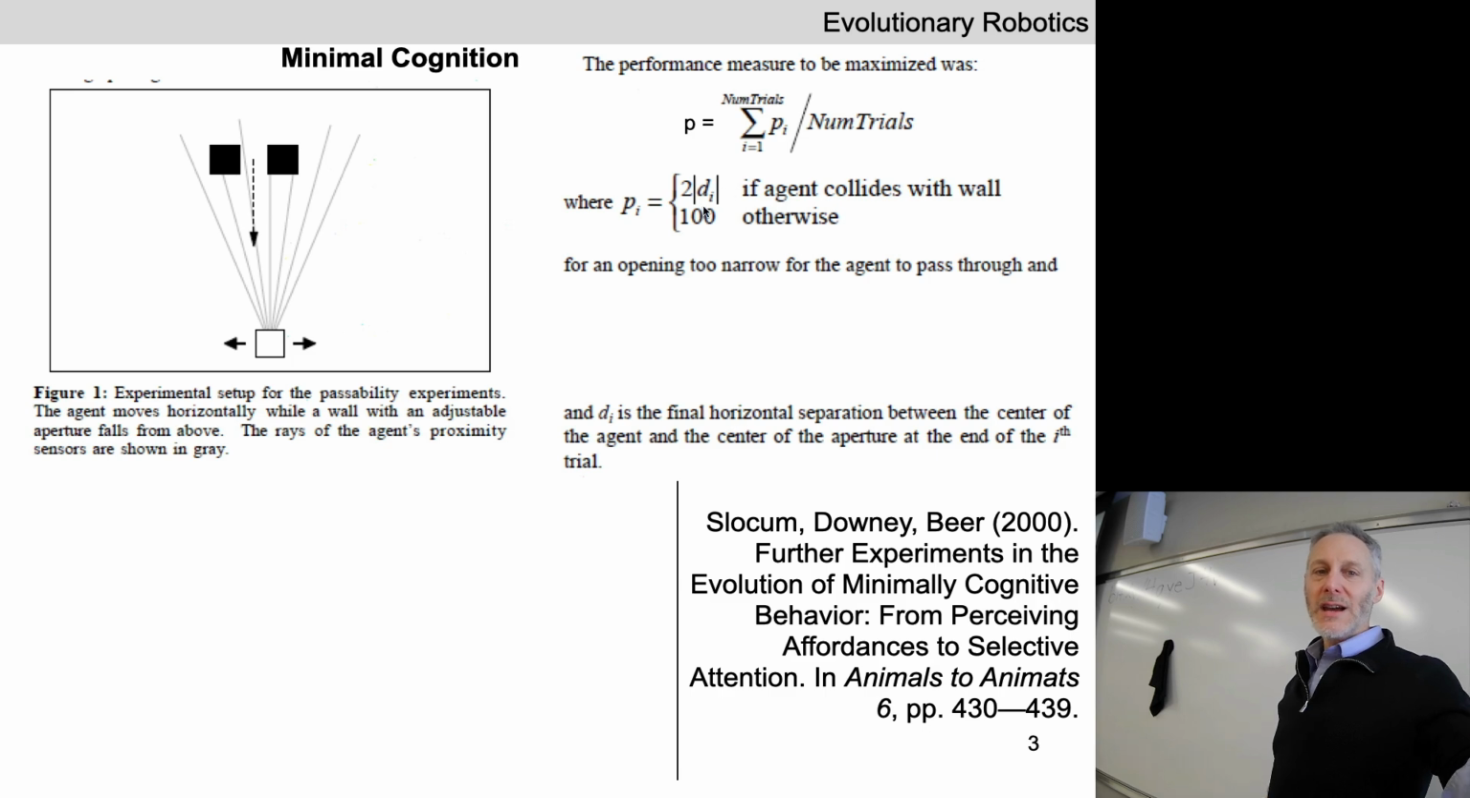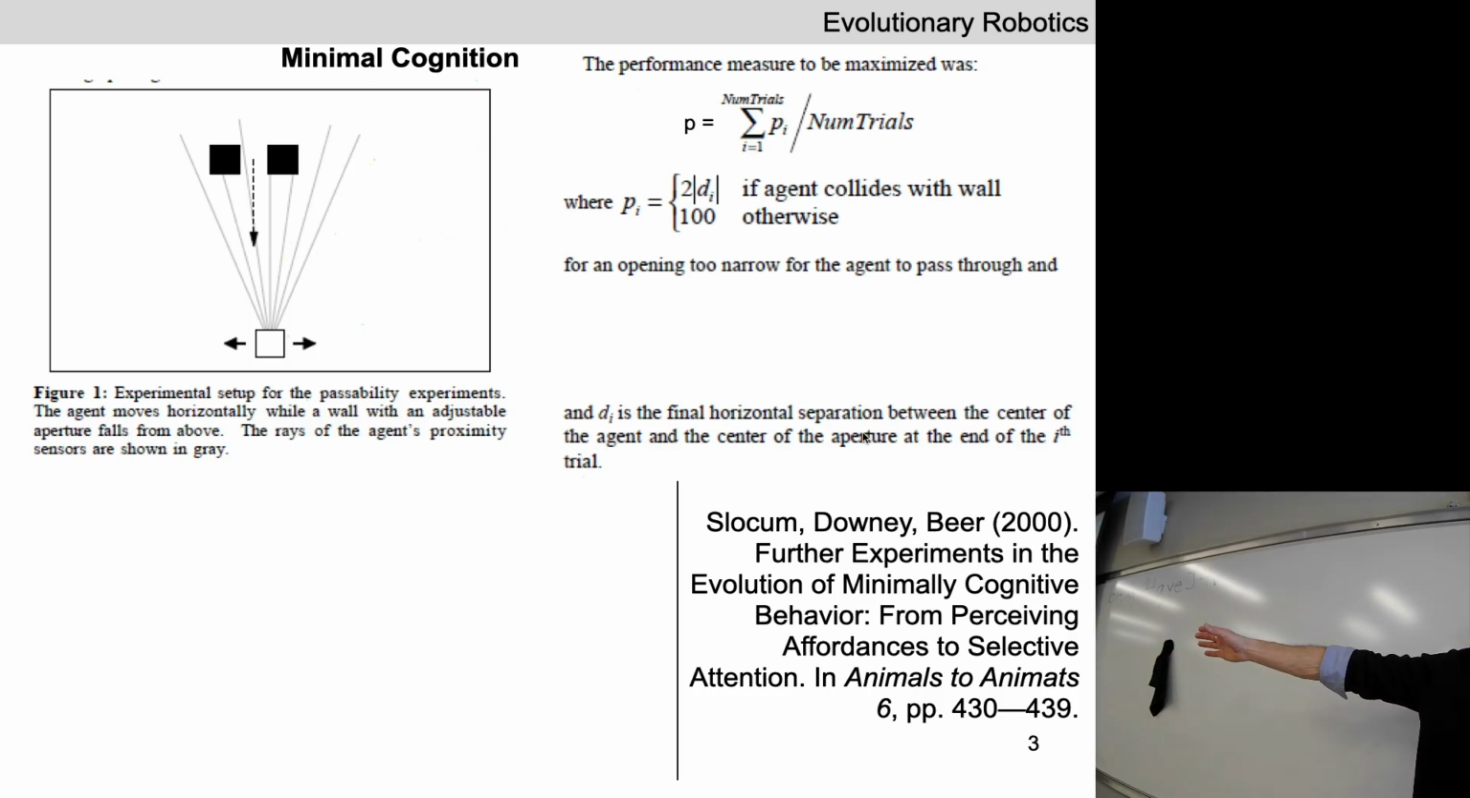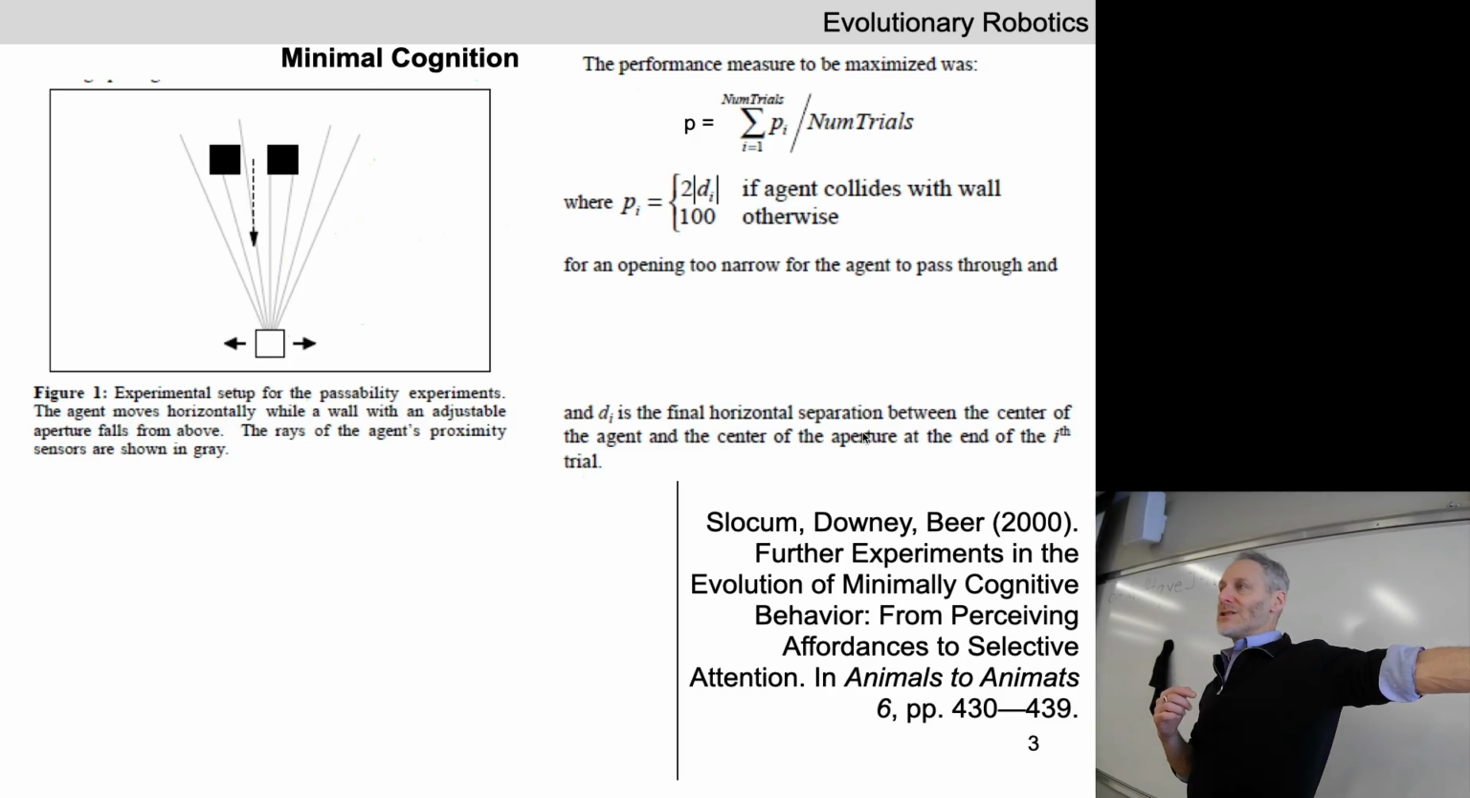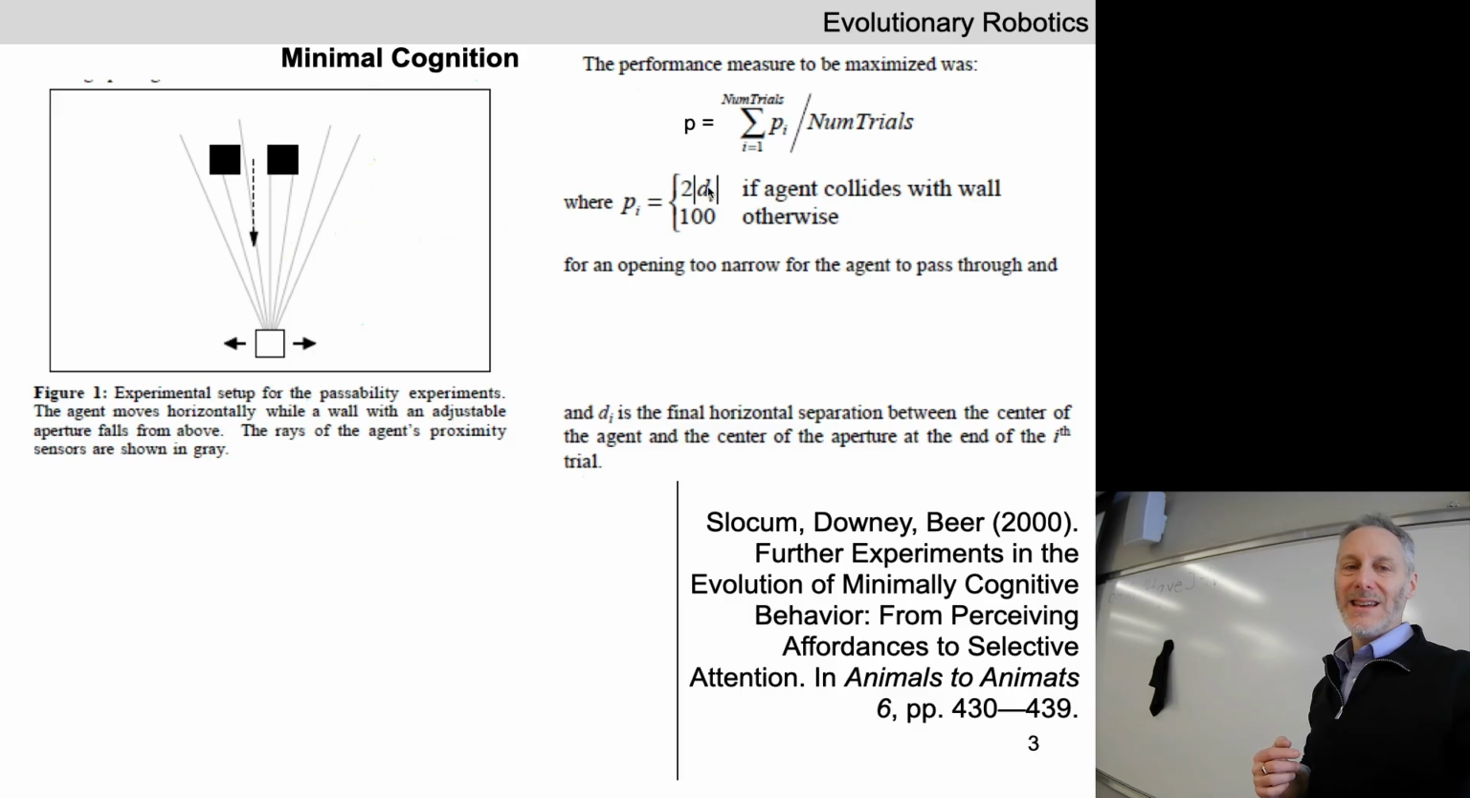There's a typo in this equation. D is the final horizontal separation. So if the robot is far to the left, D sub I might be negative, and if the agent is far to the right when the objects hit, D sub I might be positive. So we're taking the absolute horizontal distance between the robot and the object pair.